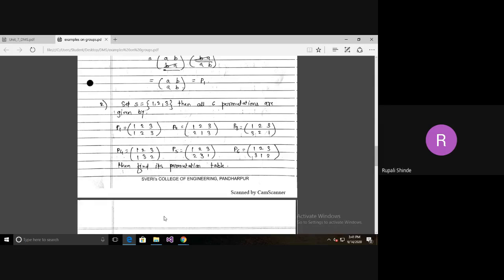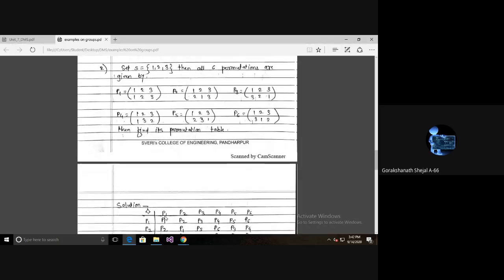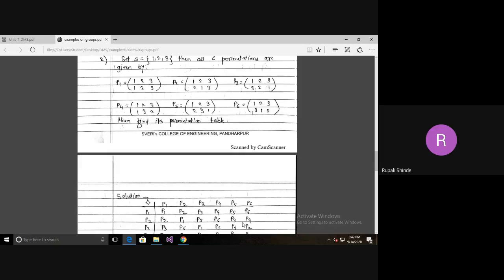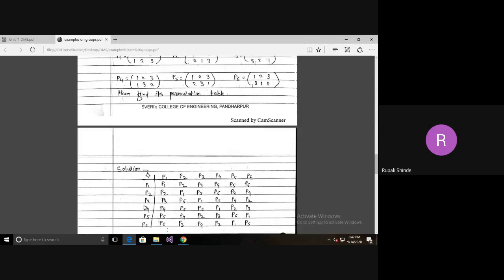Hello, have we completed? Yes, ma'am. Okay, so tell me the values for row P1. P1, P2, P3, P4, P5, P6. Okay, and for P2? P2, P1, P5, P2, P1, P5, P6, P3, P4. Yes, correct. So likewise you can take all the remaining permutations and form this table.